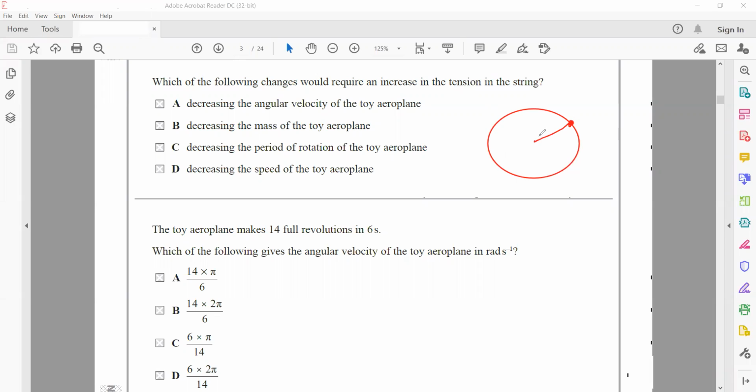by a string. So basically the tension is equal to the centripetal force. And we know the formula for centripetal force, F is equal to mv square over r, or centripetal force is equal to m r omega square. So these are the factors on which the centripetal force depends.